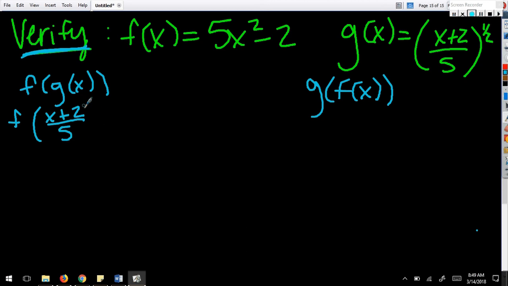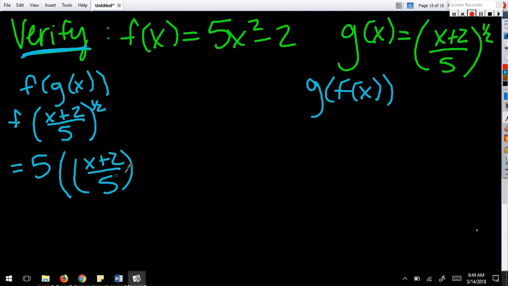So remember, this one, you have to go in order of operations. So we're going PEMDAS this time. And that's going to be the hardest thing for you to remember, which order to go in. So remember, solving is SADMAP, simplifying is PEMDAS. Okay? So I get 5 times, oh, this is 1/2. All right, I got x plus 2 over 5 to the 1/2, squared, minus 2. Okay? Watch.